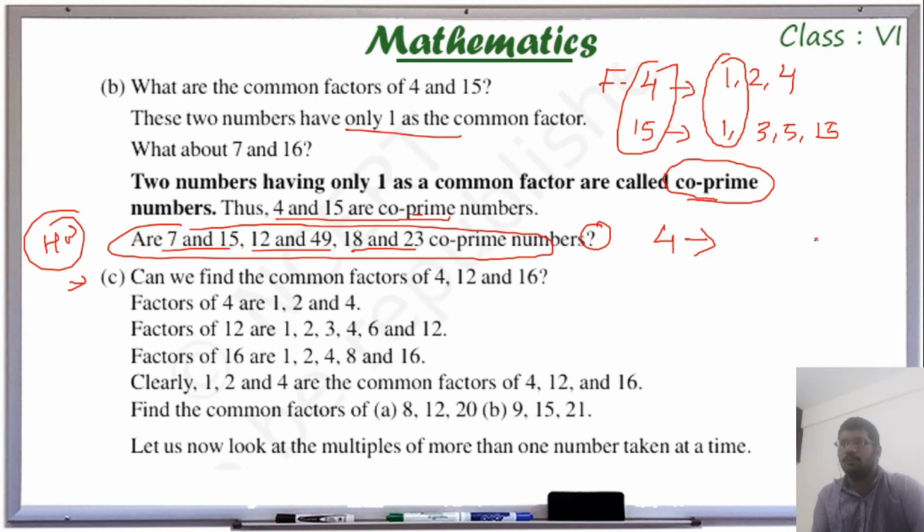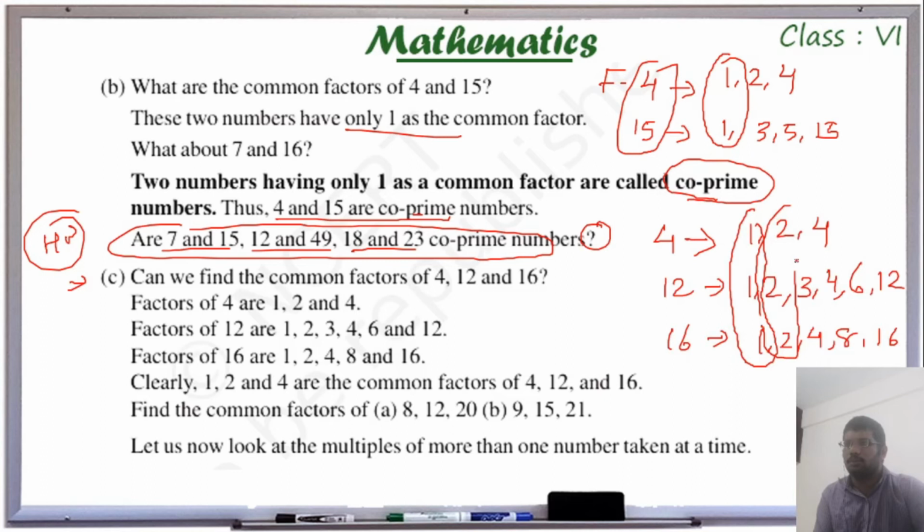So look for the common elements. Here 1 is common, and 2 is also common. Common means it should be in all three numbers. For example, if 2 is in the factors of 4, it should be in the factors of 12 and the factors of 16. If 4 appears for all three numbers, then we call it a common factor. Here there is a 3, but 3 is not in the list of factors of 4, so 3 is not a common factor.